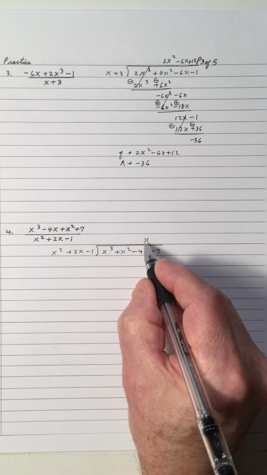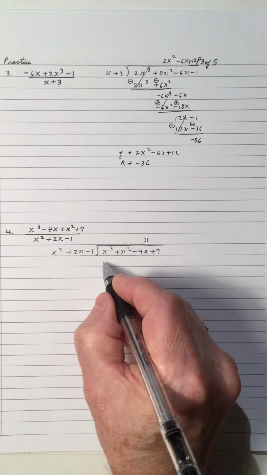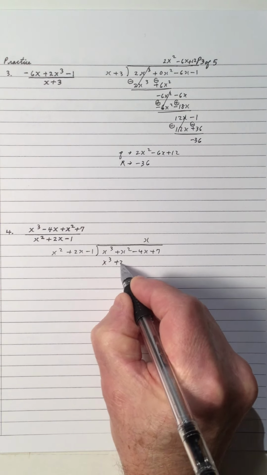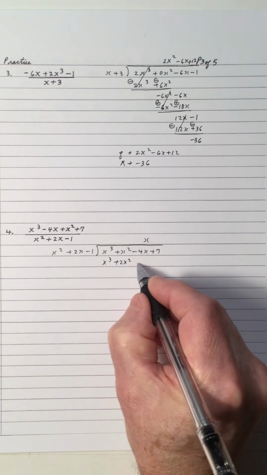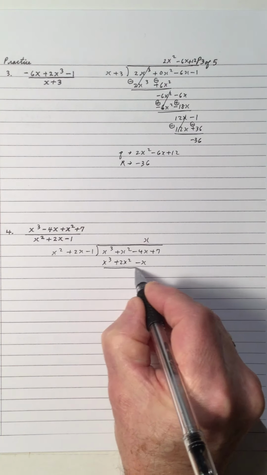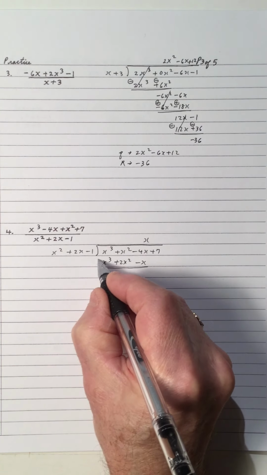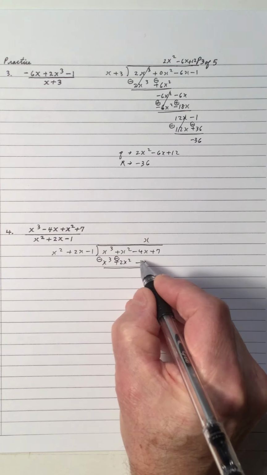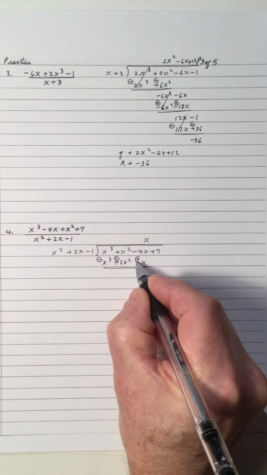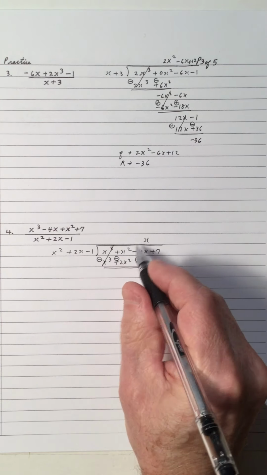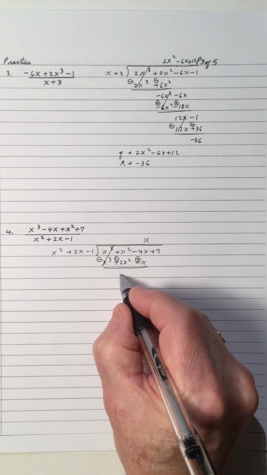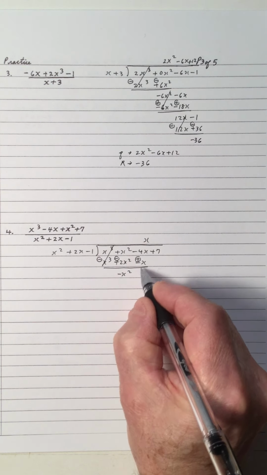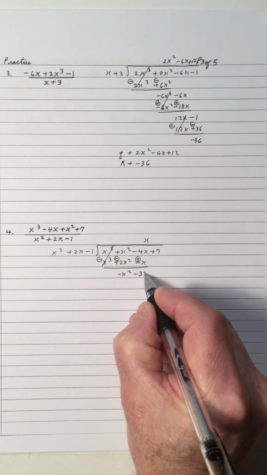Keep it lined up. Multiply back. X times x squared is x cubed. X times positive 2x is a positive 2x squared. X times negative 1, negative x. Draw a line. That's a plus, we make it a minus. That's a plus, we make it a minus. That's a minus, we make it a plus. They cancel out. So that's 1 minus 2 is negative x squared. Negative 4 plus 1 is negative 3x.